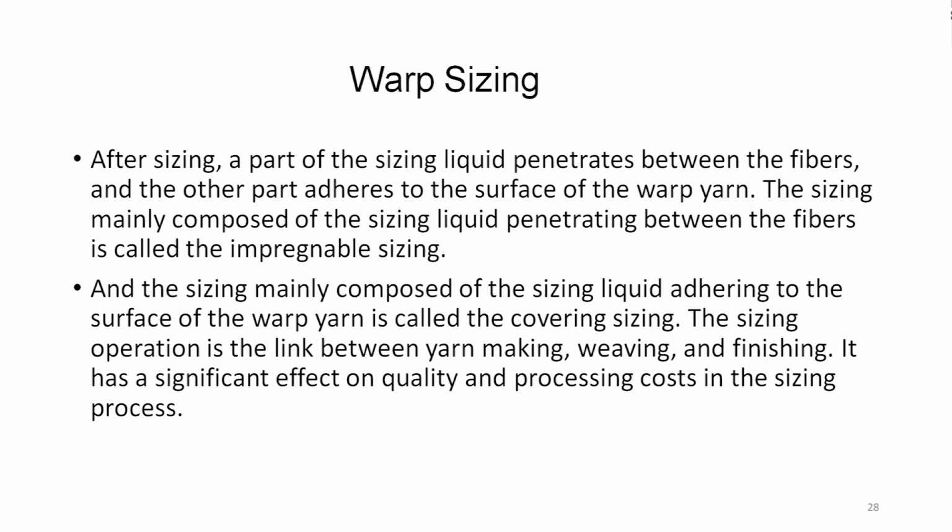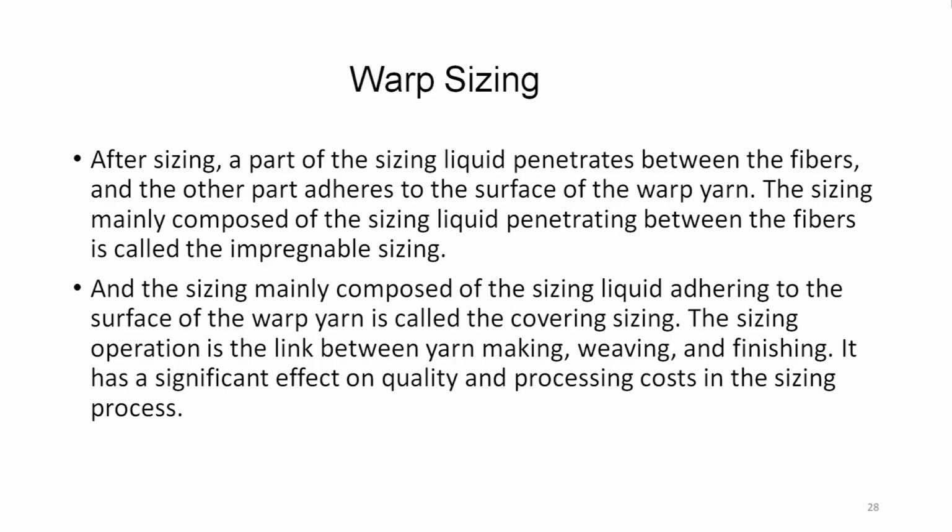After sizing, a part of the sizing liquid penetrates between the fibers and the other part adheres to the surface of the warp yarn. The sizing mainly composed of the sizing liquid penetrating between the fibers is called impregnable sizing, and the sizing mainly composed of the sizing liquid adhering to the surface of the warp is called the covering sizing. The sizing operation is the link between yarn making, weaving and finishing. It has a significant effect on quality and processing cost in the sizing process. So, warp sizing is very important.